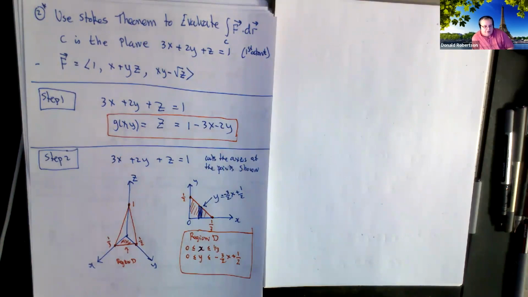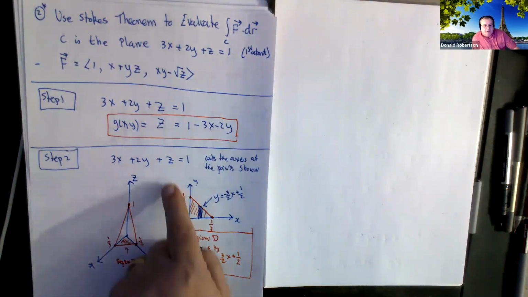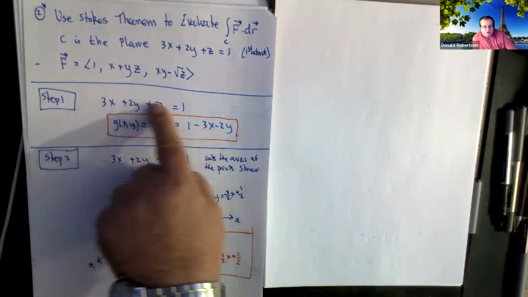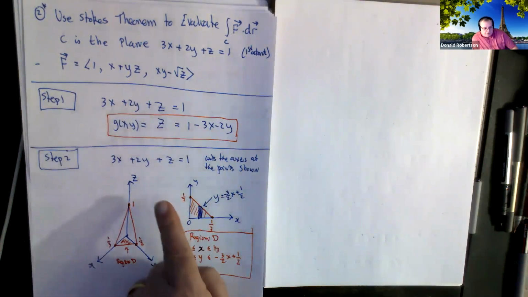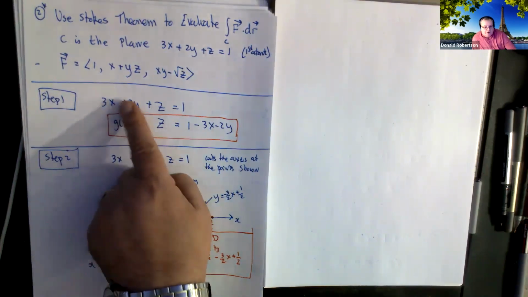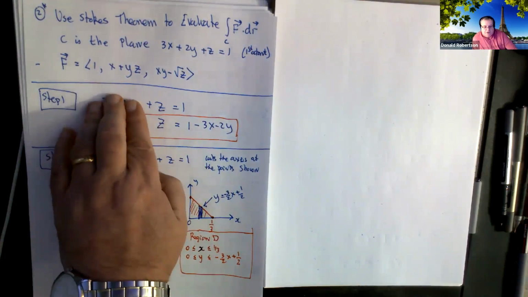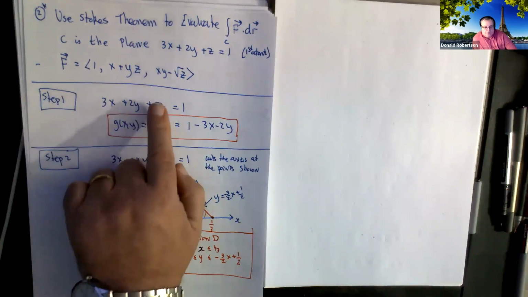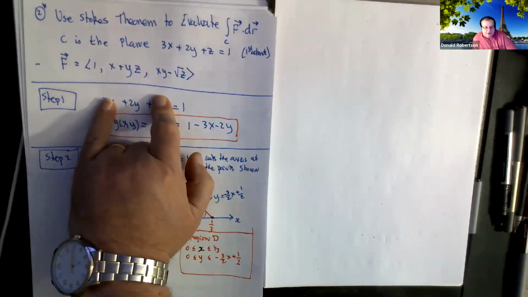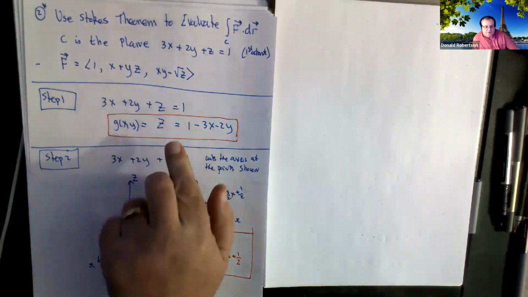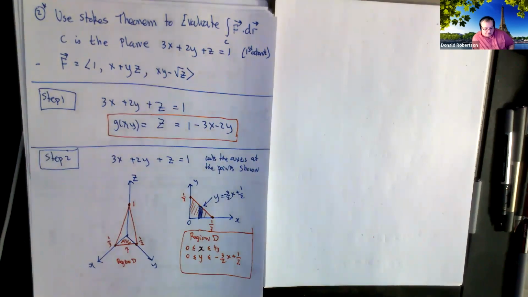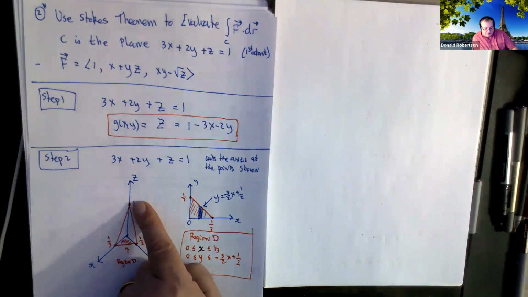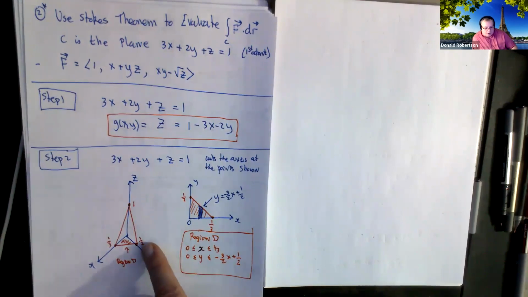Now, the next thing is I need to know, what does this guy here look like when you project him onto the floor? Well, if you take this equation, it crosses the z-axis at 1. You cover these up, it crosses the y-axis at a half. And if you cover this up, it crosses the x-axis at a third. So z-axis at 1, y-axis at a half, x-axis at a third.